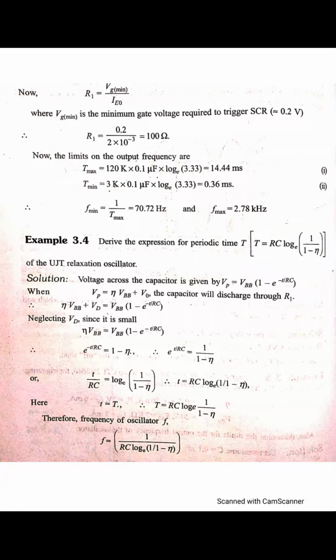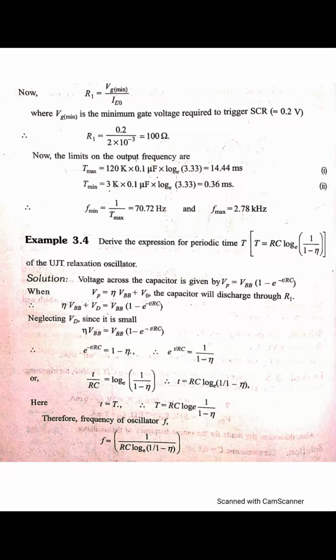Here we have a UJT circuit. Applying the transient analysis, the voltage across the capacitor is given by Vp is equal to VBB into 1 minus e to the power of minus T divided by RC. Then we have another expression for when the capacitor is discharged through R1: Vp is equal to the intrinsic standoff ratio eta into VBB plus VD. That is not V0, that is VD. So we got two expressions for Vp, for the voltage across the capacitor and for the discharging of the capacitor.